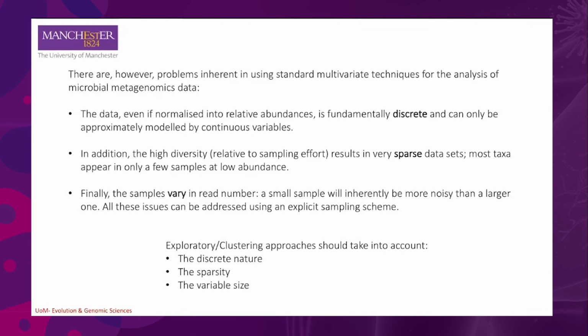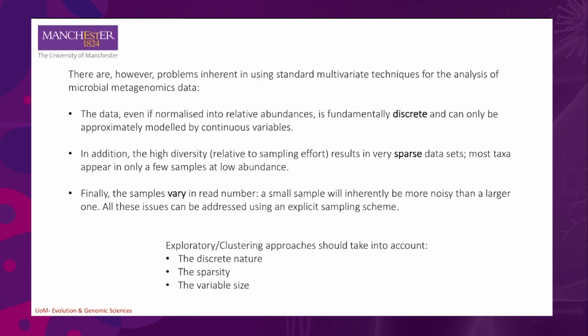And this is because there are three main reasons for that. First, the data, even if normalized into relative abundances, are fundamentally discrete, so they can only be approximately modeled by continuous variables. The second one is that the high diversity results in a very sparse data set. So as we discussed, most taxa appear in only a few samples and at low abundance. And finally, the samples vary in read number. So a small sample will inherently be more noisy than a larger one.